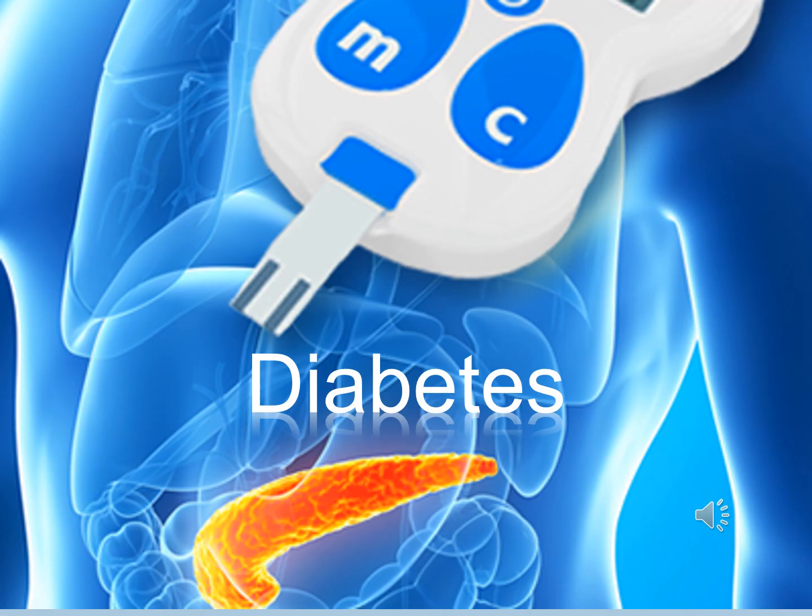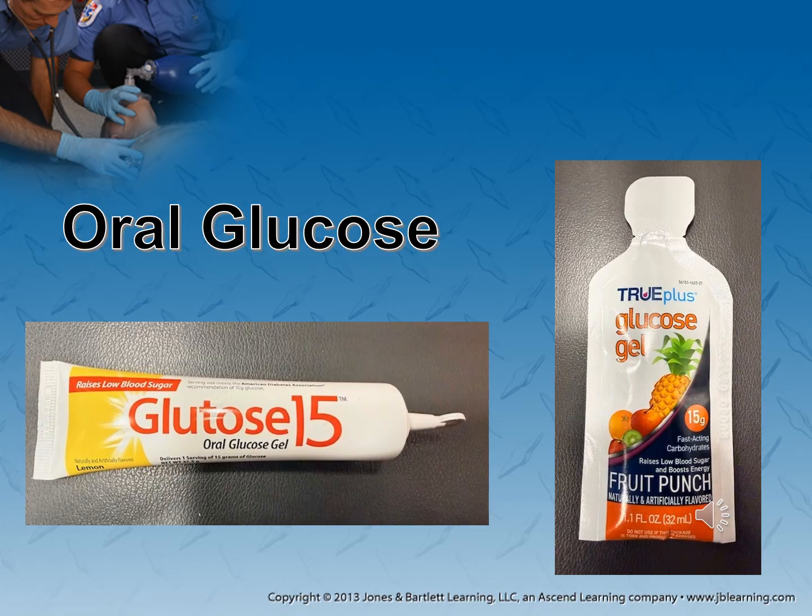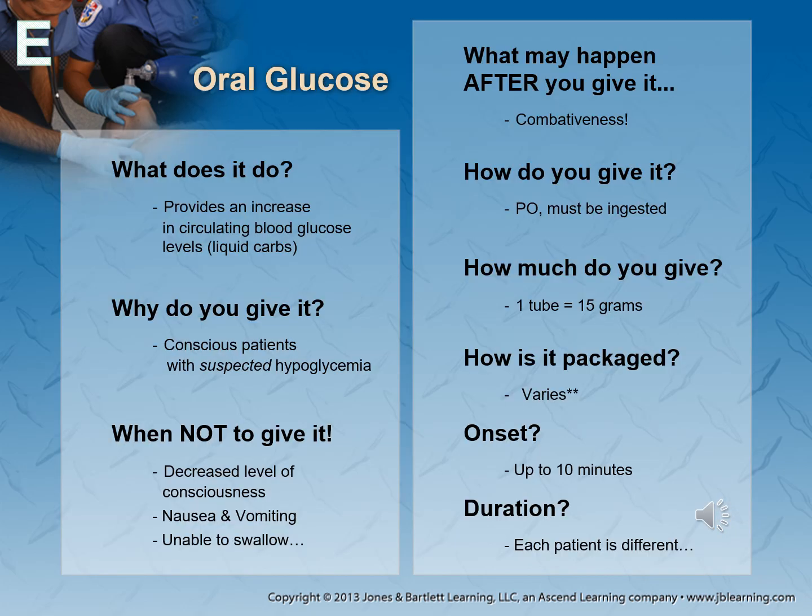So let's go into diabetes. Our first line medication for someone who's hypoglycemic and able to swallow is oral glucose. Oral glucose is an EMT level medication. Our goal is to go less invasive before we go too invasive. So if they have a blood sugar that's 55 and they're able to swallow, you want to go ahead and give them the oral glucose.